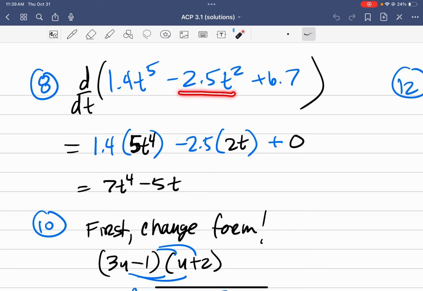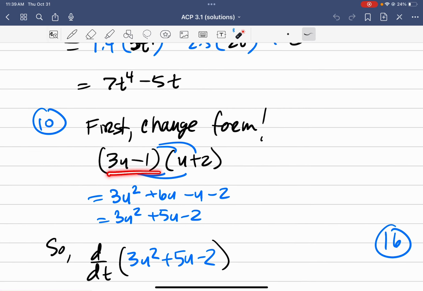Negative 2.5t squared, I pull out the 2.5, then the derivative of t squared is 2t, so 2 times 2.5 gives me 5, and the derivative of a constant is always 0. So this would be our derivative.